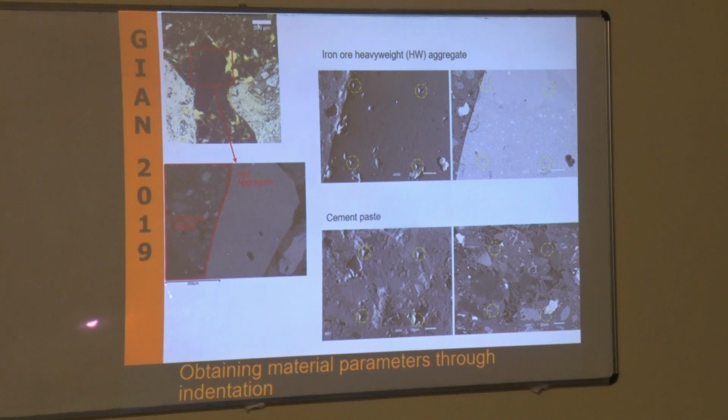So by doing these tests that are not the classical tests that we saw during this course, but a little bit more advanced, you can start constraining more and more the inputs for this type of micromechanical models.